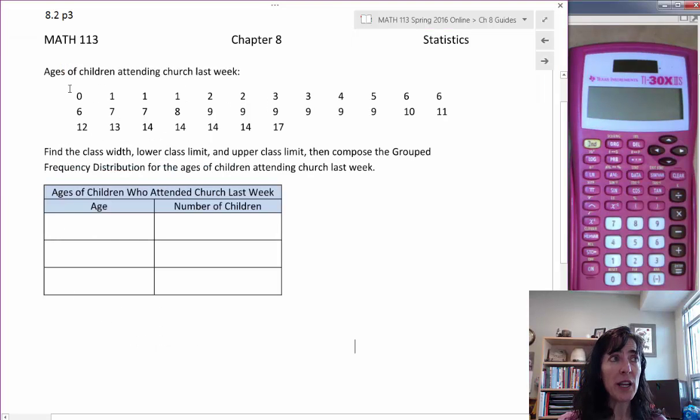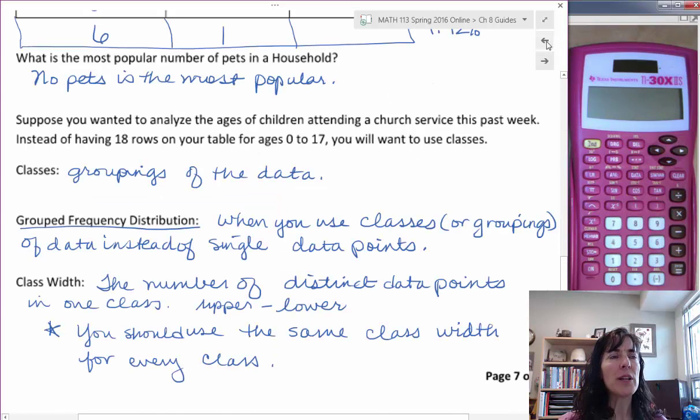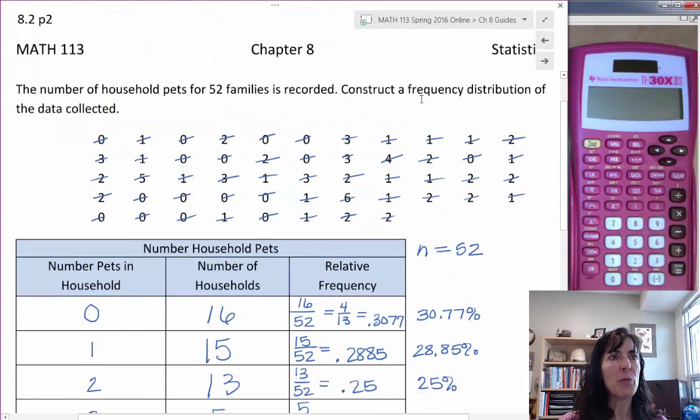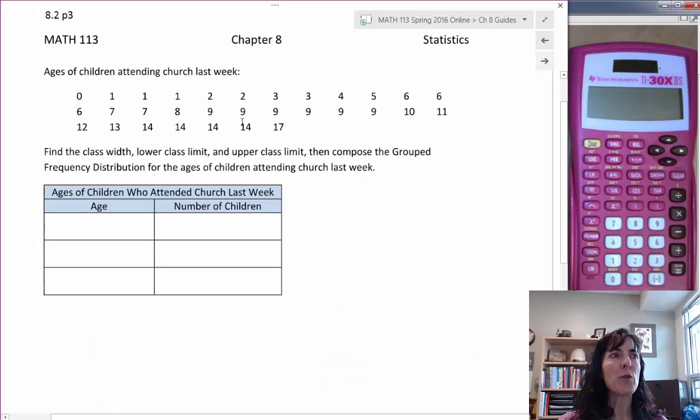So here are the ages of children attending church last week, and you can see the ages range from 0 for the smallest and 17 for the largest. And we were lucky this time because we were given data that was ordered. It's not always ordered, so when it's not, you would have to mark it out like we did here and very carefully look for each age that you want for the particular class. And then this one, it makes it a lot easier.